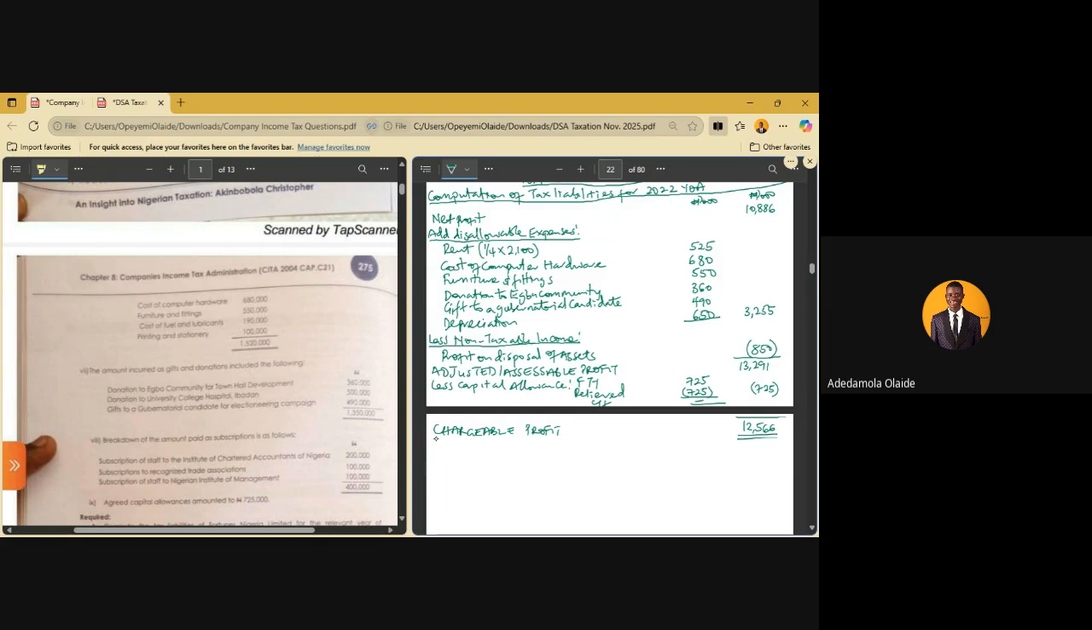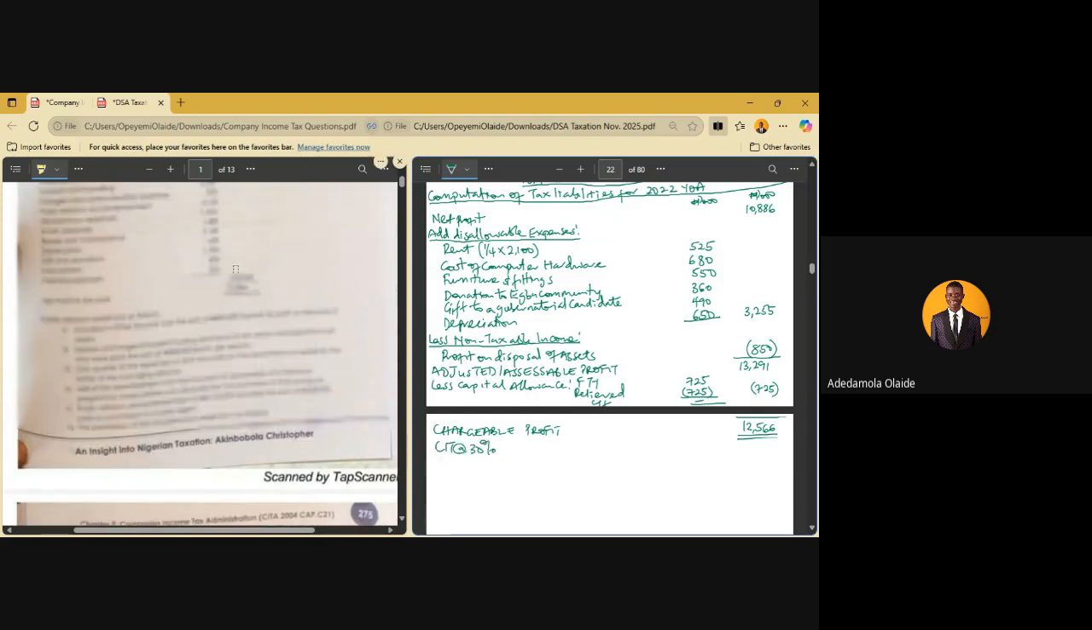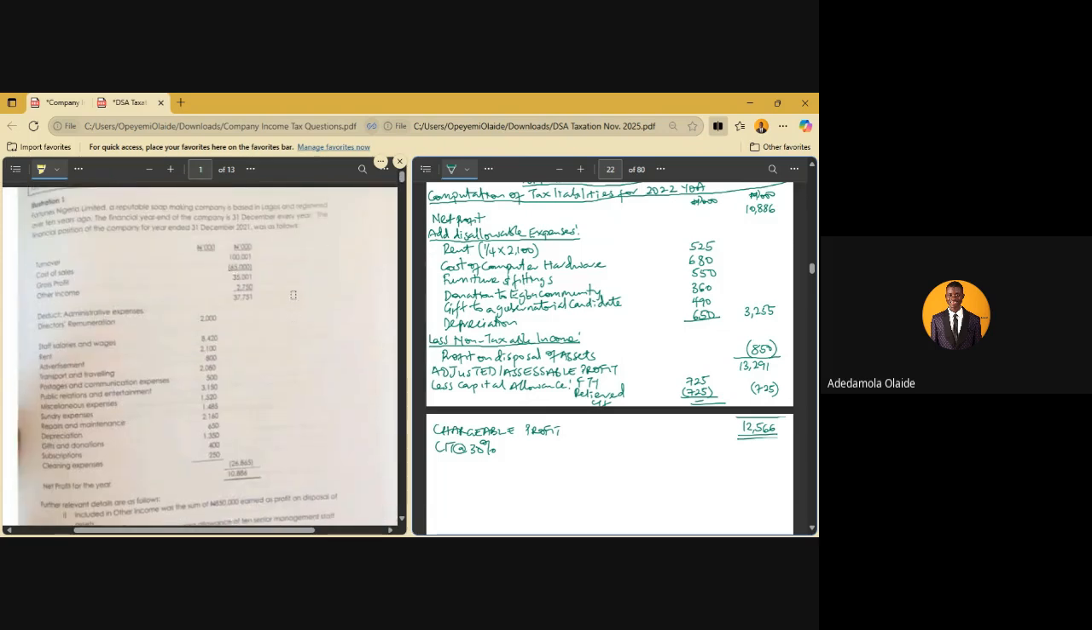So we can now calculate our CIT at 30% because the turnover is how much? The turnover is 1 million plus. So 30% CIT at 3769. Then EDT at 2%. That will give us what? 265.82.